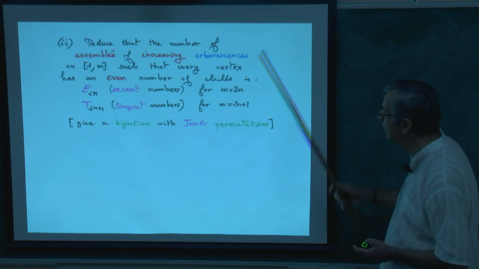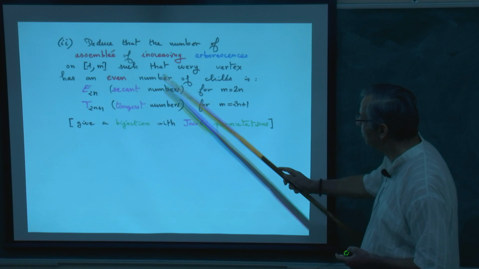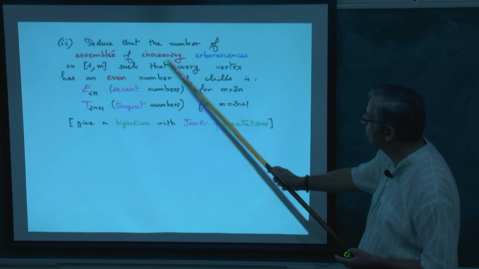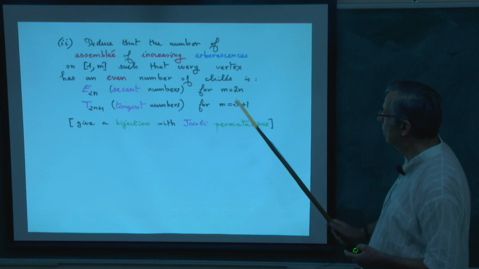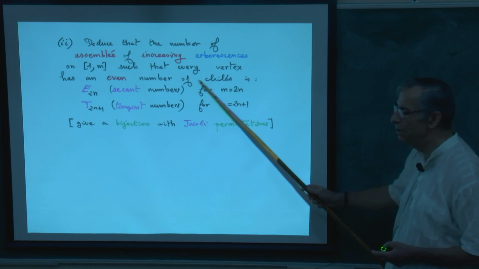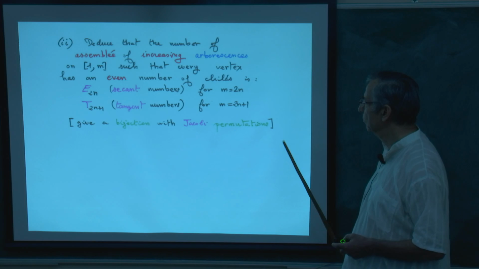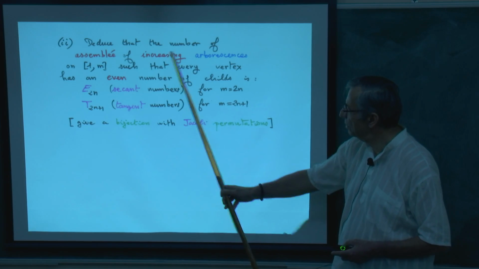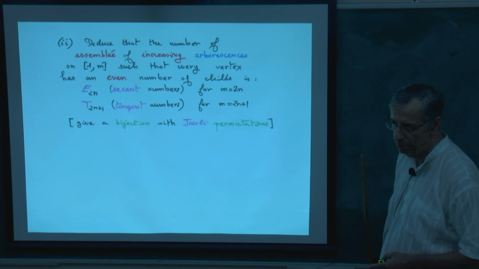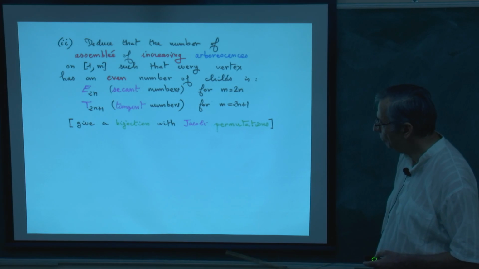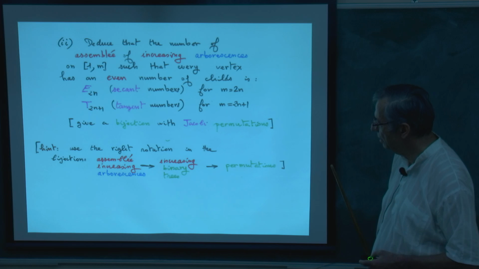So we deduce, following the exercise, that the total number of assemblies of increasing arborescences on 1 to m, such that every vertex has an even number of children. Taking arborescences where the number of children of a vertex is even, the total number of such objects is the secant number when m equals n, and the tangent number when m equals n plus 1. So you can get a bijection with this class of permutation.